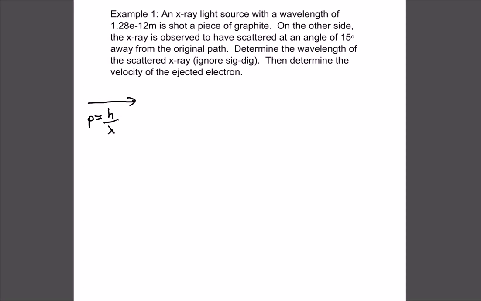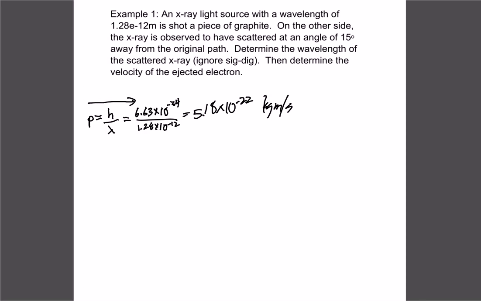It says we have an X-ray with a wavelength of 1.28 times 10 to the negative 12. So we'd have our 6.63 times 10 to the negative 34, and we divide that by 1.28 times 10 to the negative 12. If we do that calculation, we get 5.18 times 10 to the negative 22. And that's momentum, so that's kilograms meters per second.